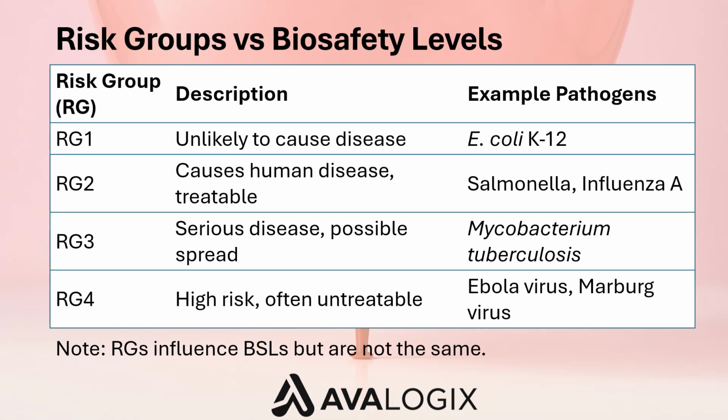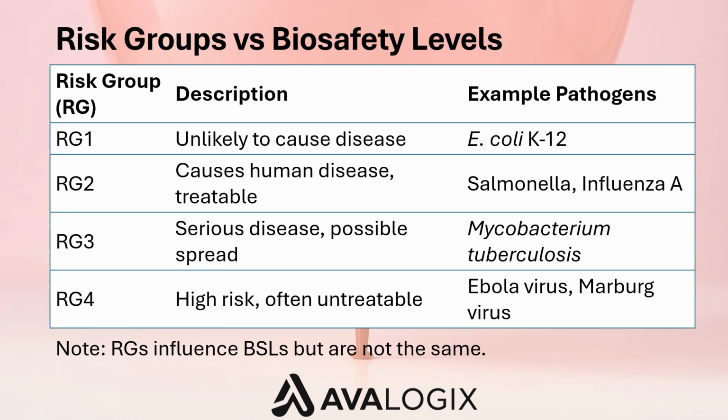Now here's a common point of confusion that we need to clarify early on. Risk groups and biosafety levels are related, but they are not the same thing. Risk groups classify microorganisms based on their pathogenicity, mode of transmission, host range, and availability of treatment or vaccines. There are 4 risk groups from RG1 to RG4, with RG1 being the least risky and RG4 being the most dangerous. For example, E. coli K12 is in RG1, meaning it poses no known threat to healthy individuals. On the other end, you have Ebola virus in RG4, a pathogen that causes severe disease and has no effective treatment.